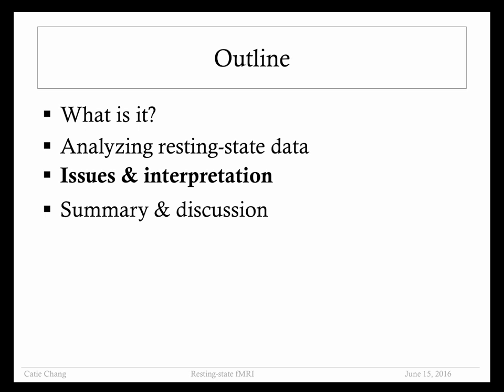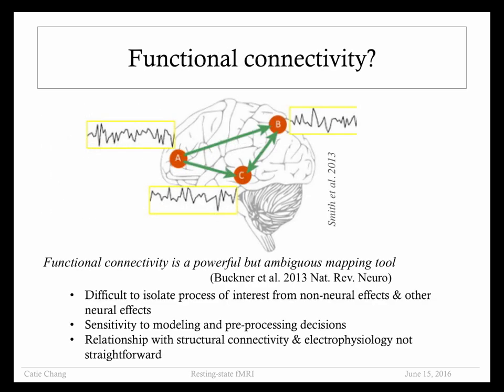So now we'll move to interpretation and a lot of issues. One big thing is how well can we use resting state data and measures of time series correlations and other types of models to really say something about how brain regions are acting as networks or communicating. And this statement captures the essence of what we can do, I think, at the moment, which is that functional connectivity is a powerful but ambiguous mapping tool.